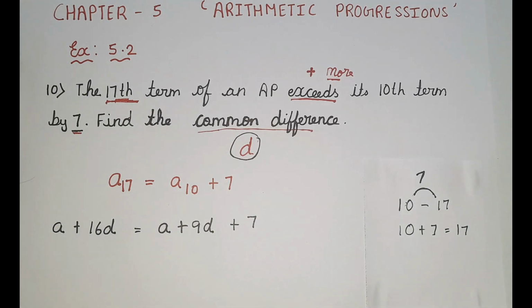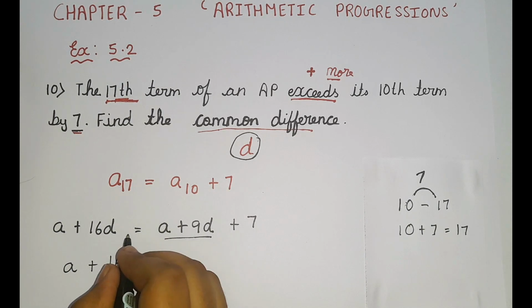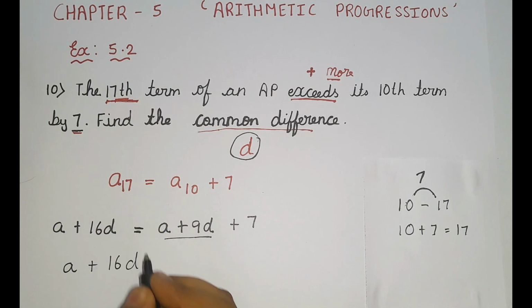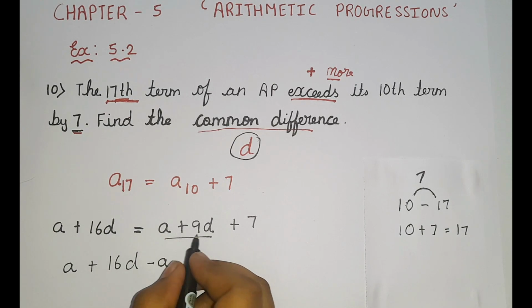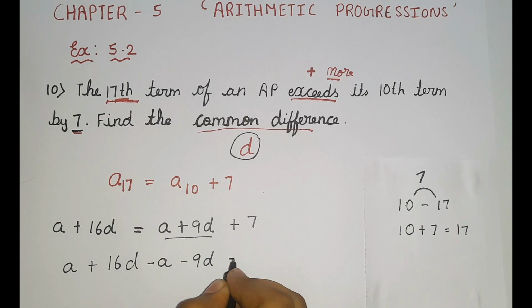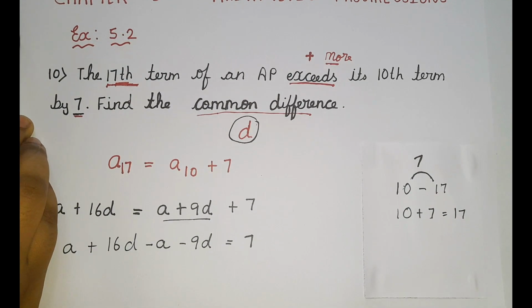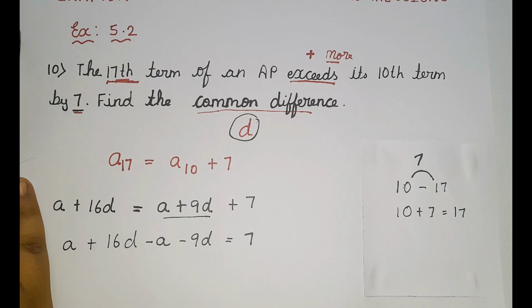Now here we can get these two values to this side. So a plus 16d, when I get a to this side, it is crossing the equal sign, so it changes into minus a, and plus 9d changes into minus 9d. Let us keep the constant term separately right over here, so it is going to be useful for us. Now we can solve them.